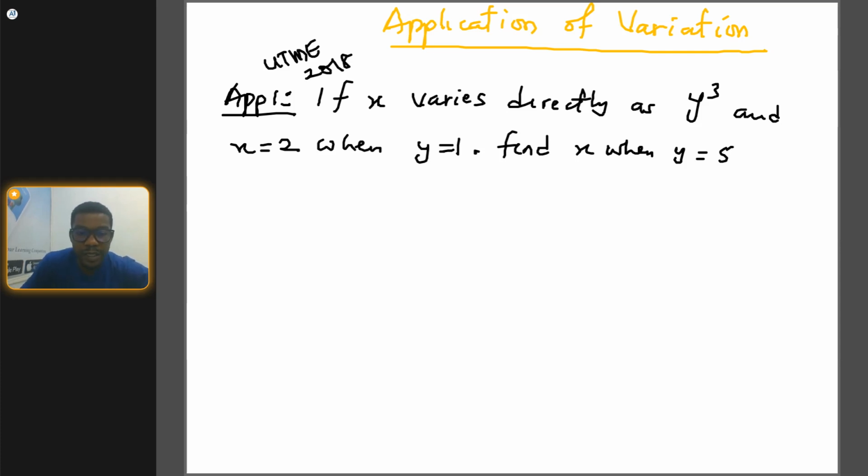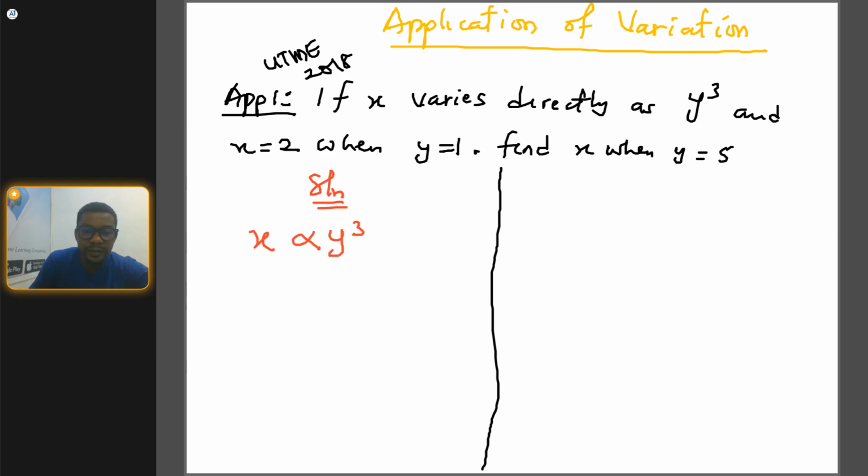So I want you to first identify the question. Which type of variation is this question? Your response in the chat box. If x varies directly. Thank you, Enoch. Awesome response. It is a direct variation. All right, let's go ahead to solve this question. Now we have x varies directly as y raised to power 3.